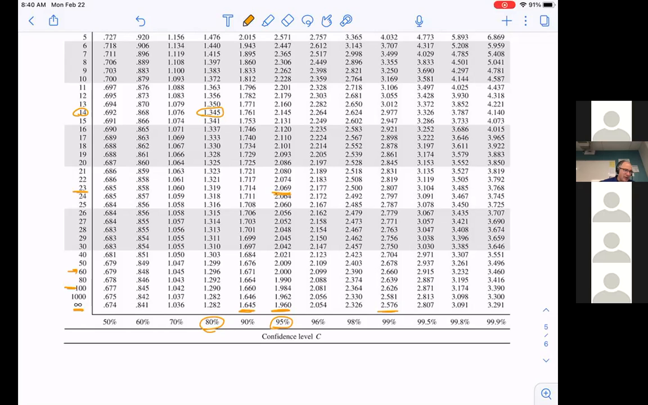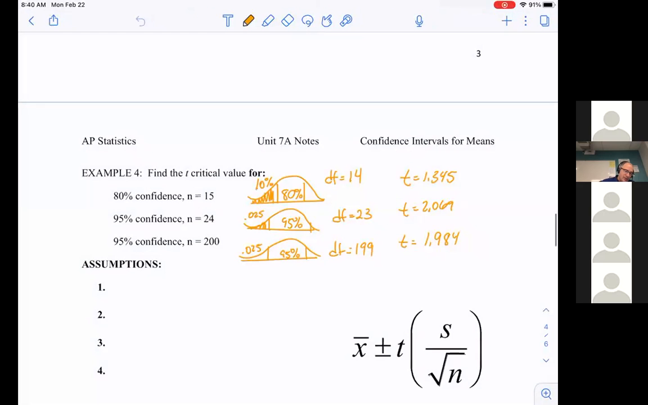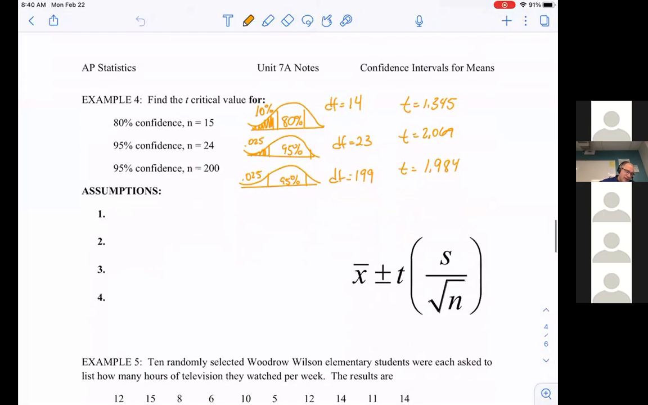And that's why sometimes the calculator is the better option. We just have to understand how to do that. So with the calculator, again, this is going to be the inverse T. And then we have the area. And we have the degrees of freedom.